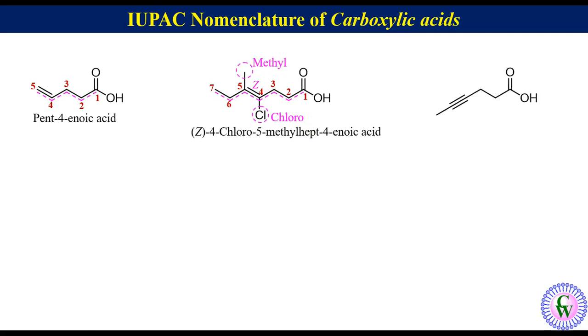This is an example where the R group has an alkynyl group. This is the parent chain with 6 carbon atoms. Numbering will be 1, 2, 3, 4, 5 and 6. Here the position of the first carbon of the triple bond is 4. So the IUPAC name will be hex-4-ynoic acid.